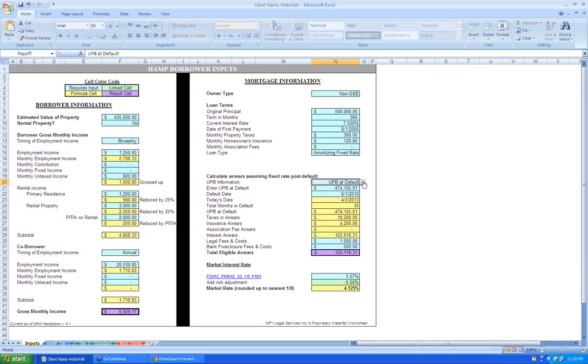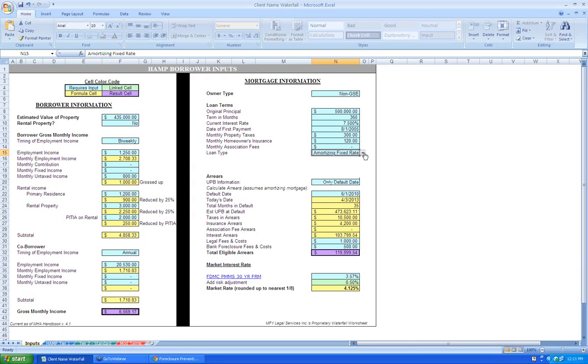Now, sometimes you'll be meeting with the borrower at a clinic or talking to them over the phone, and they won't know that. They'll really only know when they defaulted. So then you can select only default date. You're going to be much less precise, for a variety of reasons, than if you do UPB at default, but based on what type of loan you have, the calculator can still come up with a fair estimate based on what would need to happen in the loan.